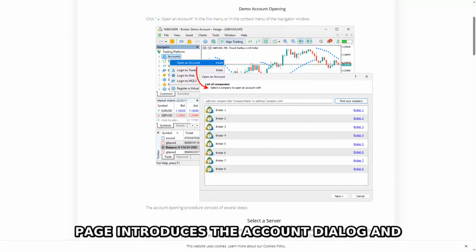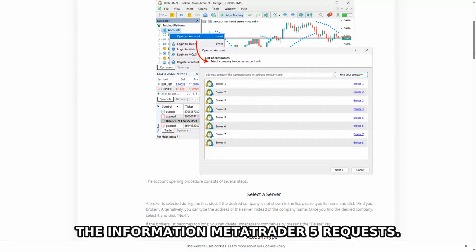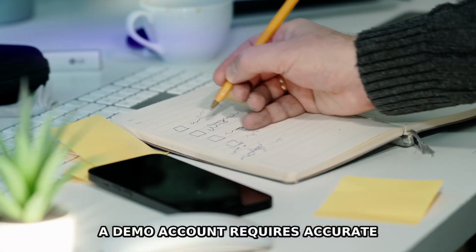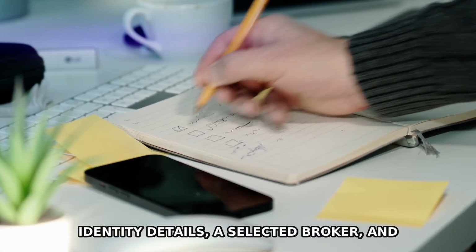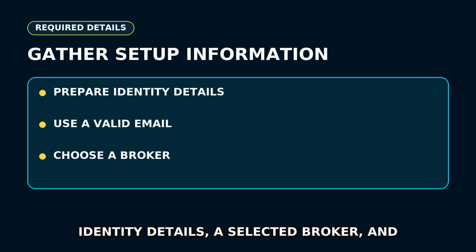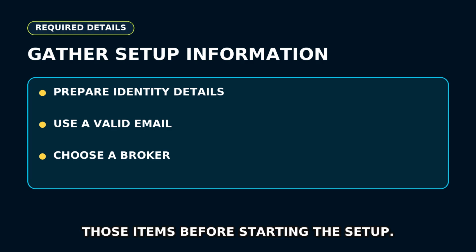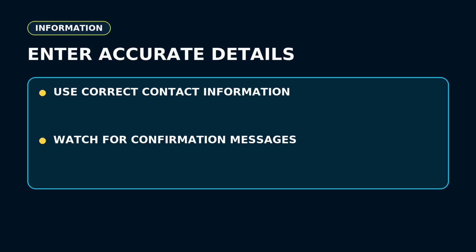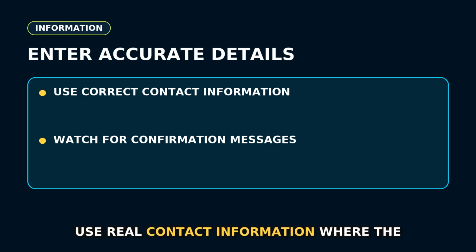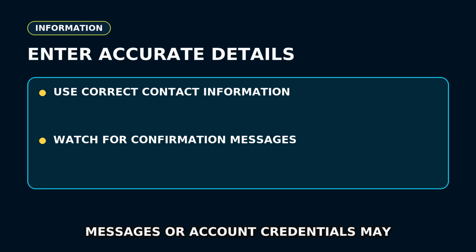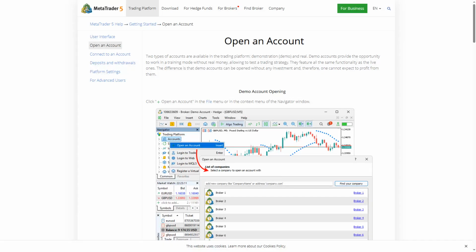This page introduces the account dialog and the information Metatrader 5 requests. A demo account requires accurate identity details, a selected broker, and a valid email address, so gather those items before starting the setup. Use real contact information where the broker requests it, because confirmation messages or account credentials may depend on those details being correct.